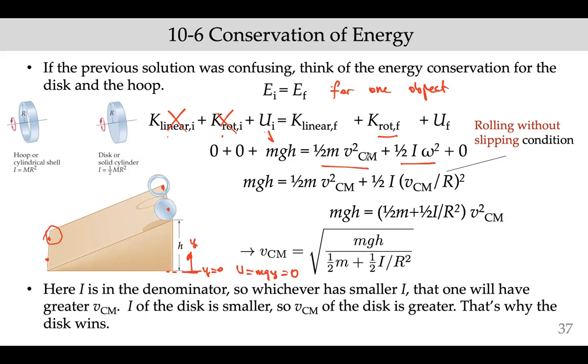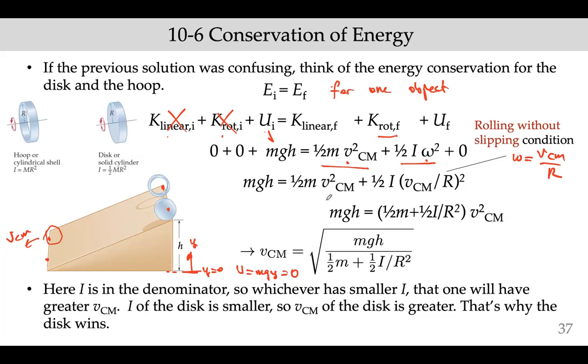So now I have 2 variables here. I want to get rid of them. I can do that because of the rolling without slipping condition. Instead of omega, I can write VCM divided by R, which I do here. Now, everything is in terms of VCM. That's good, and I'm interested in VCM. So whichever has more VCM will come down quicker, right? So I'm going to look for the greatest VCM, which one has the greatest VCM.